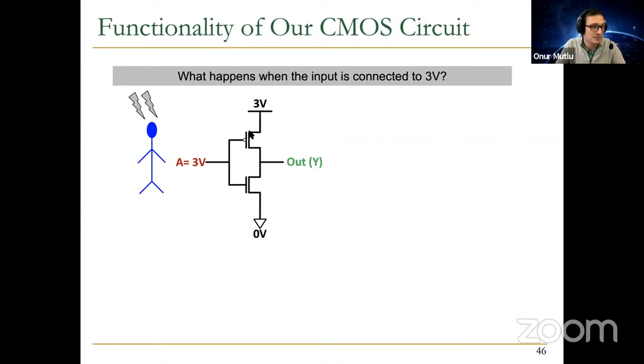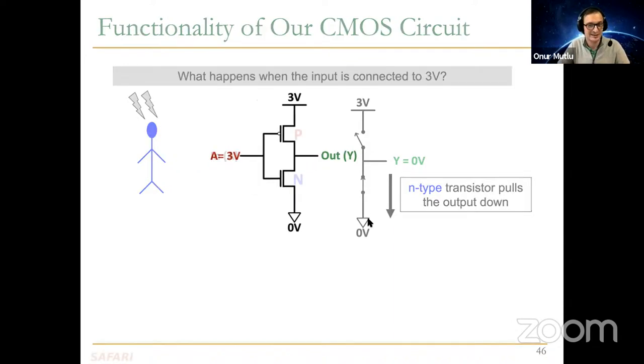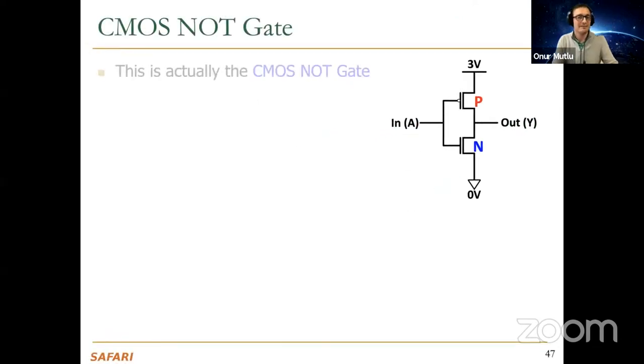PMOS does exactly the opposite. It's going to be an open circuit over here. As a result, 3 volts will not be connected to the output. So what we have is exactly the opposite of what we saw earlier. So the NMOS transistor pulls down the output, basically. And it's good at pulling down. That's why it's placed this way. Okay. So now what we have is a NOT gate or an inverter.